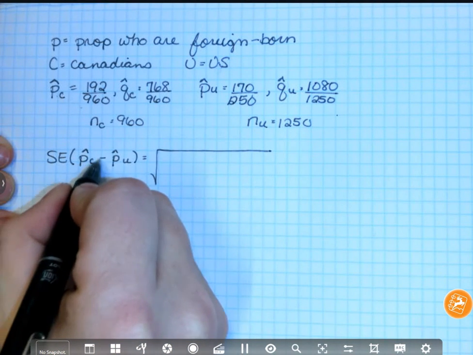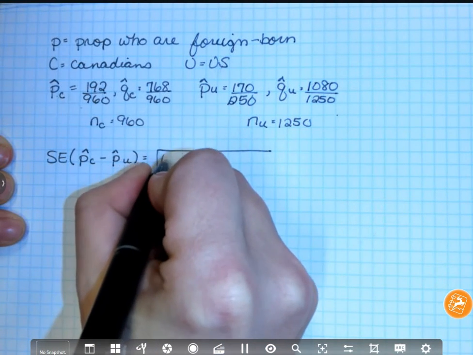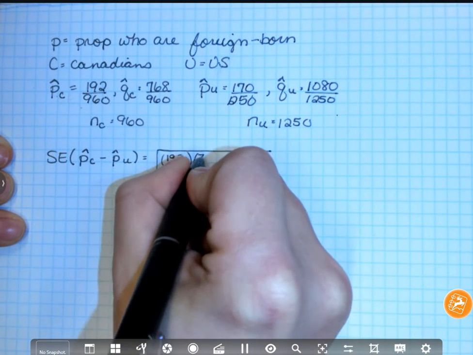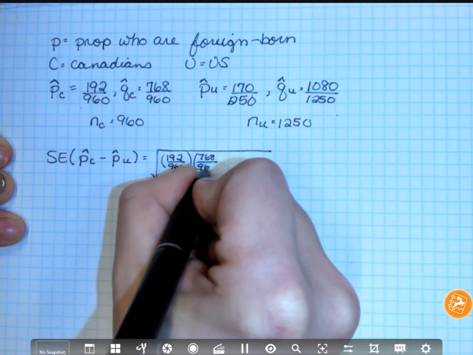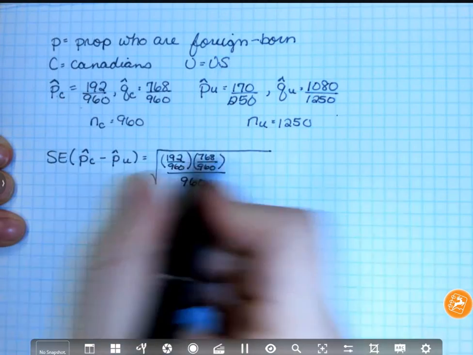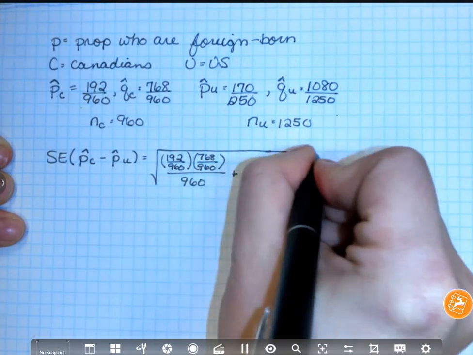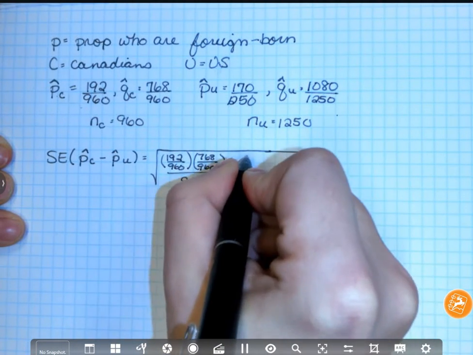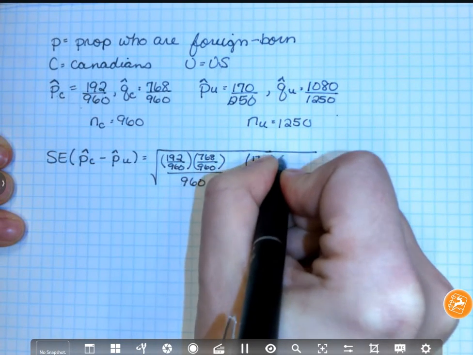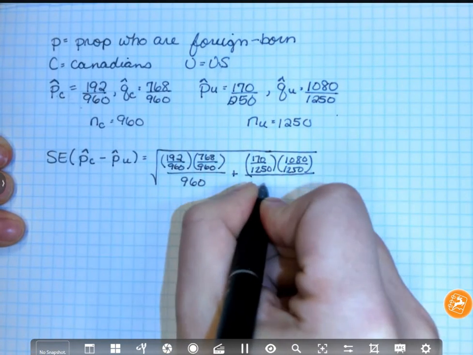And so for the standard deviation for this, I would do P, Q over N. And variances, even though it's just a minus sign here, we only ever add our variances. So then we would have P, Q over N.